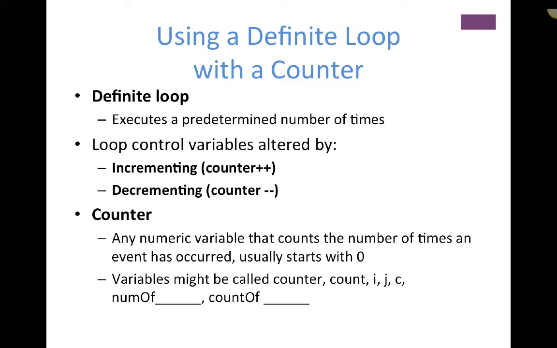With a definite loop, we know how many times the loop is going to be run, but we still need to make sure that our loop control variables are altered. And one way that you'll see that happening is by using counter plus plus or counter minus minus, or whatever the name of the loop control variable is. And that just says add 1 to whatever that variable is and make that the new value for that variable. So a little bit of shorthand. Our counter will typically start at 0 and add 1 to it each time the loop goes through. Counter variables, you'll often see them as i, j, c, count, counter, numOf, countOf. Those are all good variable names for counter variables.